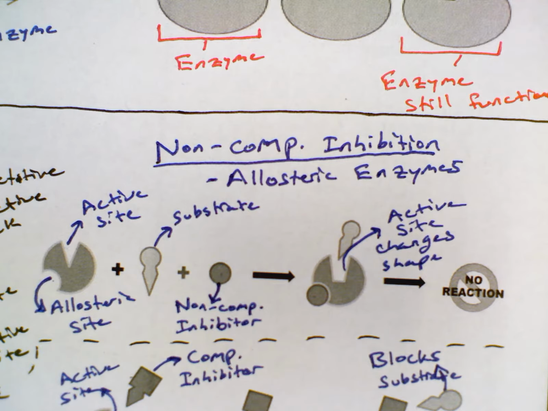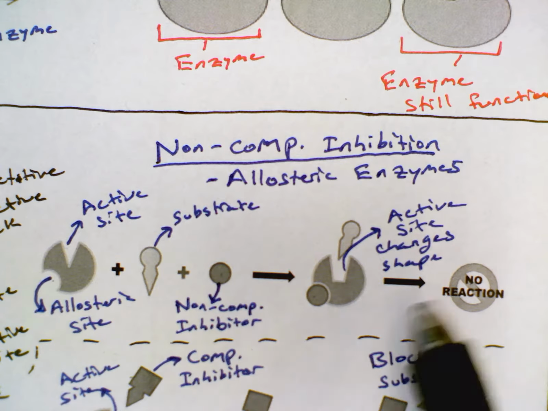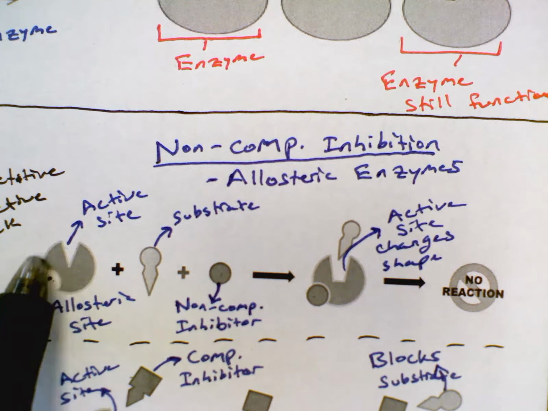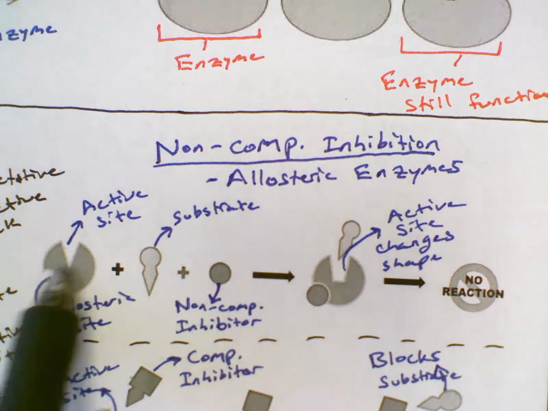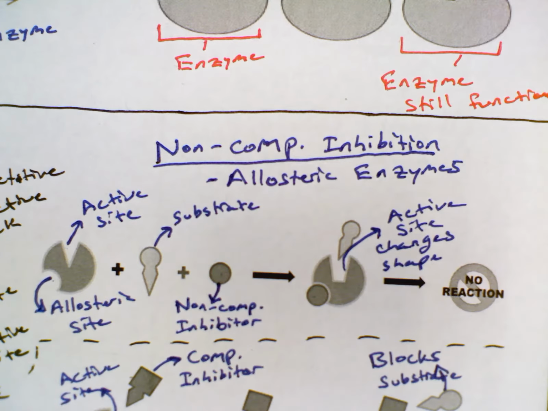According to our protein rules, what happens if something binds to a protein? What does that do to the protein? It changes its shape. Yes. So if the non-competitive inhibitor binds to that allosteric site, that causes an overall shape change in the protein, and now the substrate will no longer fit, and no reaction occurs. That is one way to turn off this protein, to make it not work.